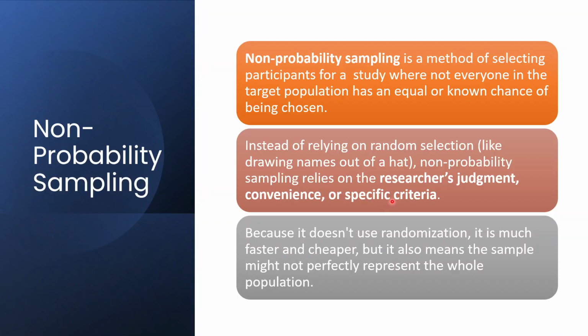So here it is not random picking. Because it does not use randomization, it is much faster and cheaper, but it also means the sample might not perfectly represent the whole population, because I'm being very choosy and I'm picking only certain elements as input or sample. So it may not be a proper representation of the population. If I randomly pick some elements, then maybe most of the properties of the population will be found even in the sample.